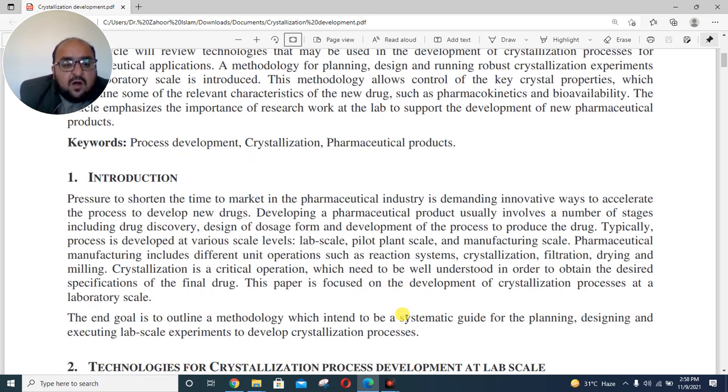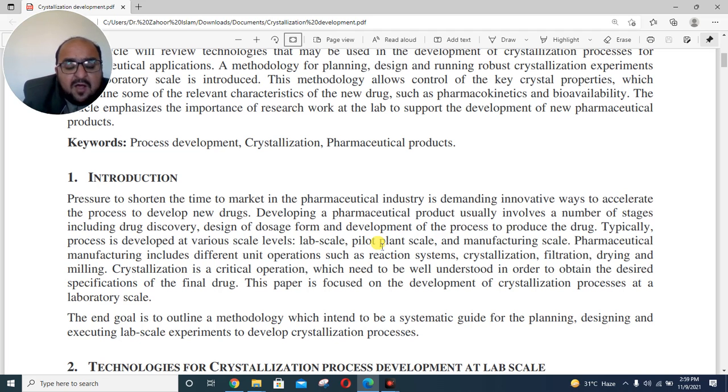So in this research article, the keywords are process development, crystallization, and pharmaceutical products. Now come to the basic introduction. You know that pressure to shorten the time to market in the pharmaceutical industry is demanding innovative ways to accelerate the process to develop new drugs. Developing pharmaceutical products usually involves a number of stages including drug discovery, design of the dosage form, and development of the process to produce the drug.